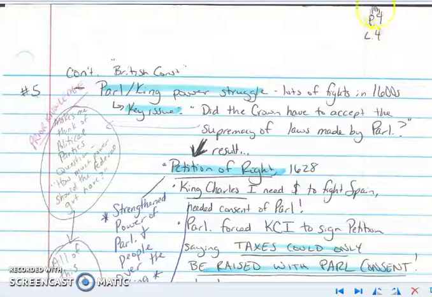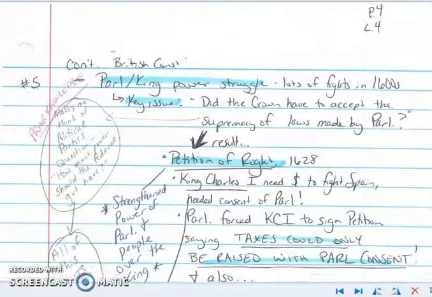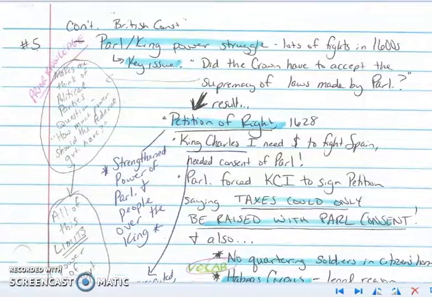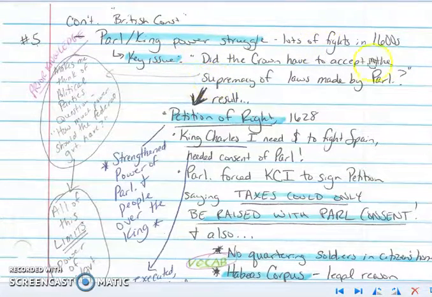Again, I've got page 4 up here for Lesson 4 in the corner of my paper so I can kind of keep them all organized. And a continuation of the British Constitution, that's question number 5. And so I made a note that the King and Parliament had a power struggle, lots of fights in the 1600s, and here's the key issue. Did the Crown have to accept the supremacy of laws made by Parliament?